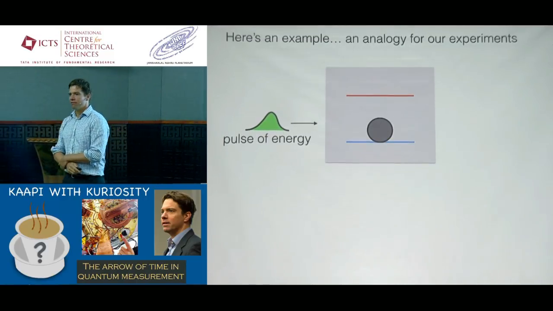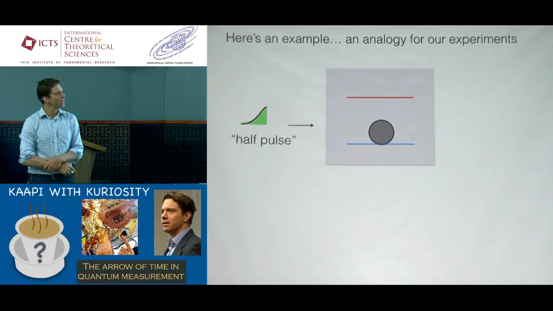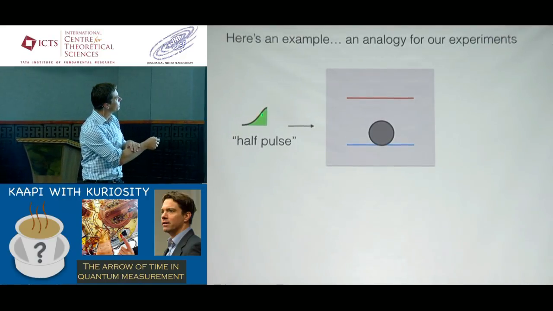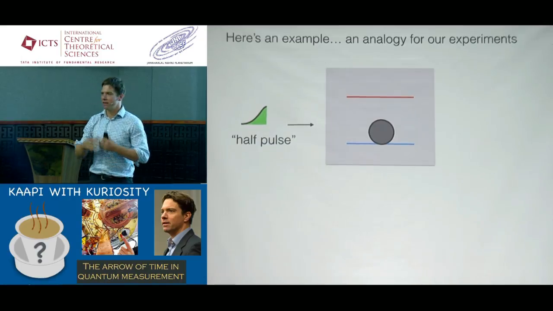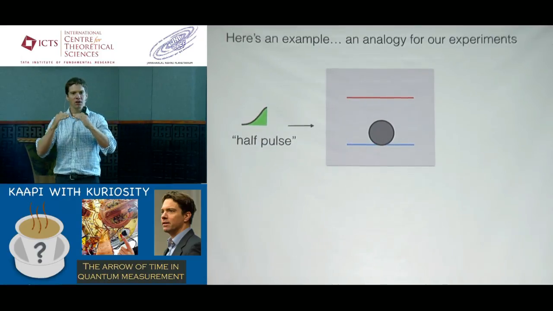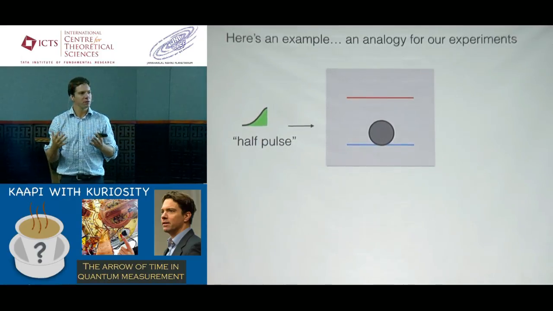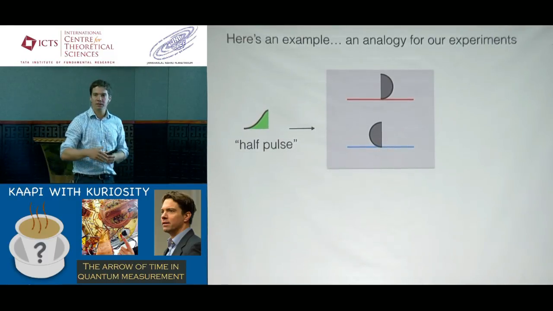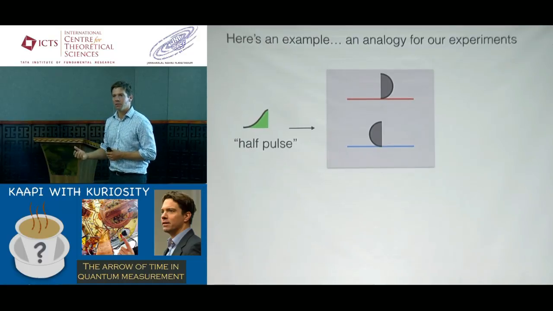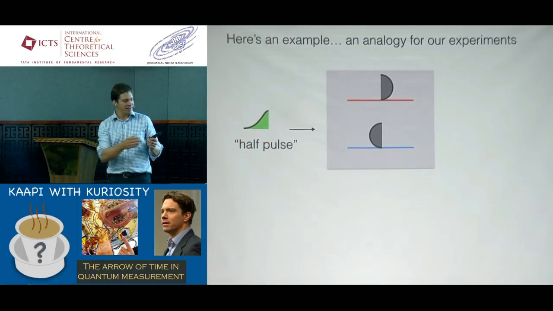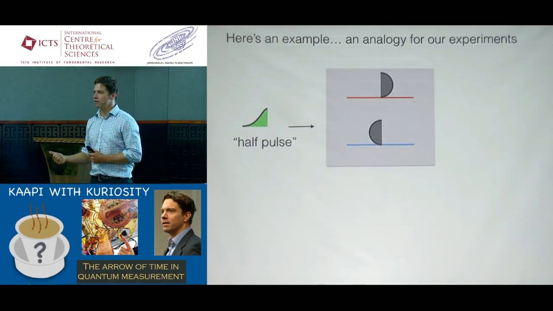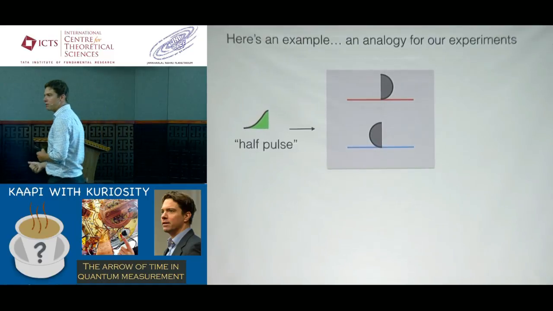Okay. The final thing we observe is that if I send in a half a pulse, it doesn't have to have this funny shape. It's just that it has half of the area, so it's half as high or half as long, but it's sending half as much energy. We find that half of the time it's on the top shelf, and half of the time it's on the bottom shelf. Okay? It's not that I cut the ball in half and half of it's on top, half on the bottom. This is just my way to visually represent that 50% of the time it's on the top, and 50% of the time we find it to be on the bottom.